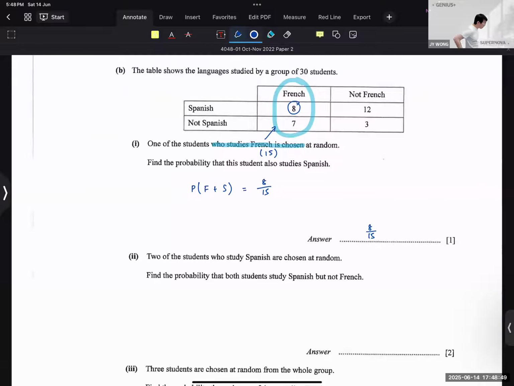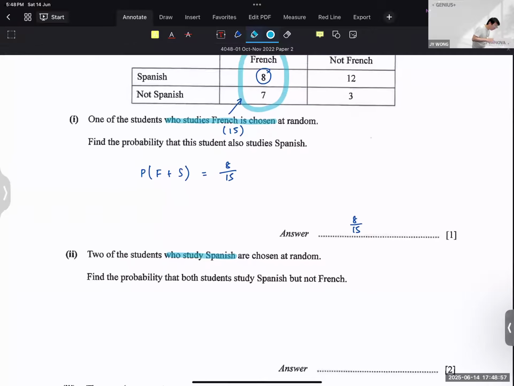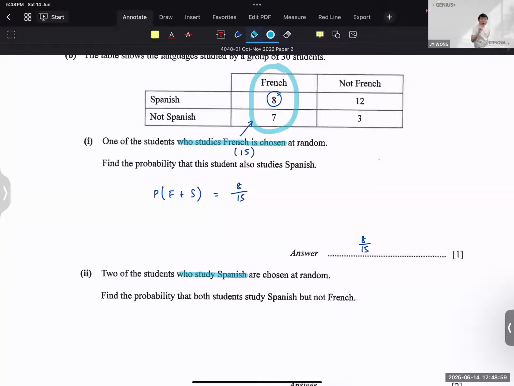Two of the students who study Spanish are chosen at random. Again, same idea, right? Study Spanish is what? Don't read wrongly. Study Spanish is not 15. Study Spanish is now reading the table sideways. So the question is also testing whether you know how to interpret tables or not. So study Spanish is 20. That's your denominator.